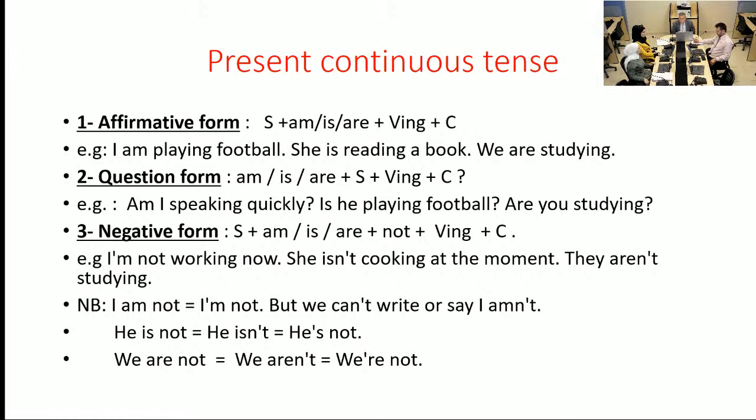And for the negative form, we add not to am, is, are to say am not, isn't, aren't. For example, I am not. We can write it as I'm not, but we can't say "I amn't." This is a very important idea. "I amn't" is not correct. He is not equals he isn't, or he's not. So we can contract it in two ways: he's not or he isn't. We are not: we aren't, or we're not. Only "I'm not" is accepted for I am not.